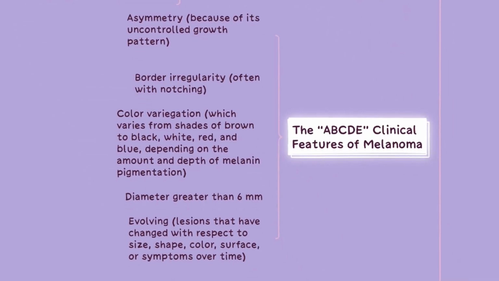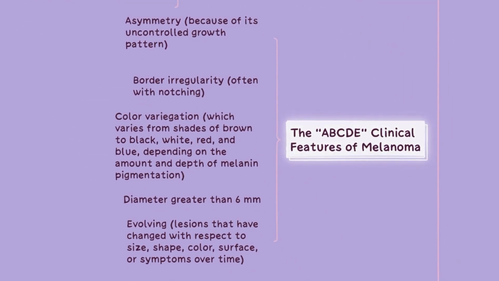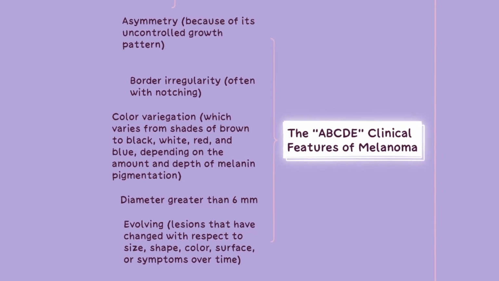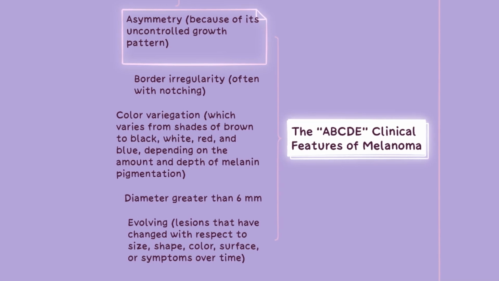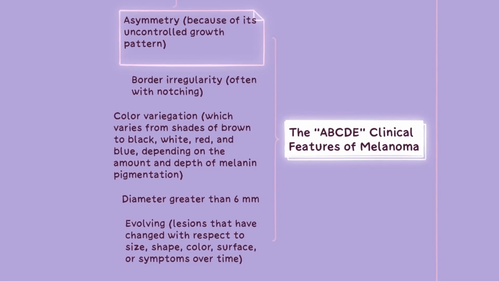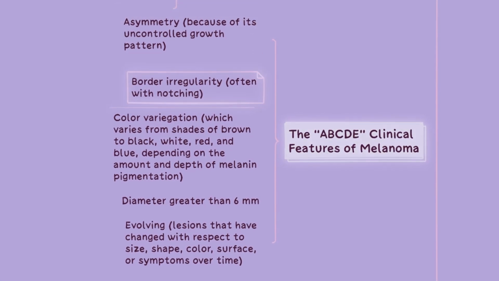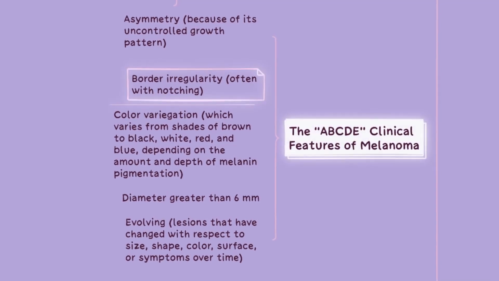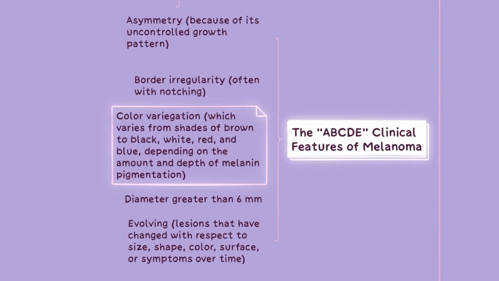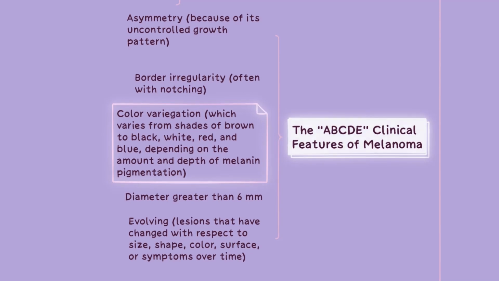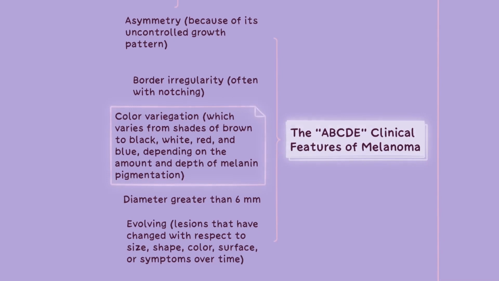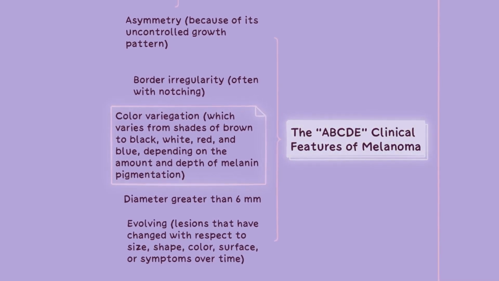The ABCDE clinical features of melanoma are used to aid in early detection and evaluation of suspicious skin lesions. It stands for A, Asymmetry. The lesion is asymmetrical when one half does not match the other half in shape or size. B, Border irregularity. Melanomas often have an irregular or notched border. C, Color variegation includes shades of brown, black, white, red, and blue, reflecting different depths and concentrations of melanin pigment.